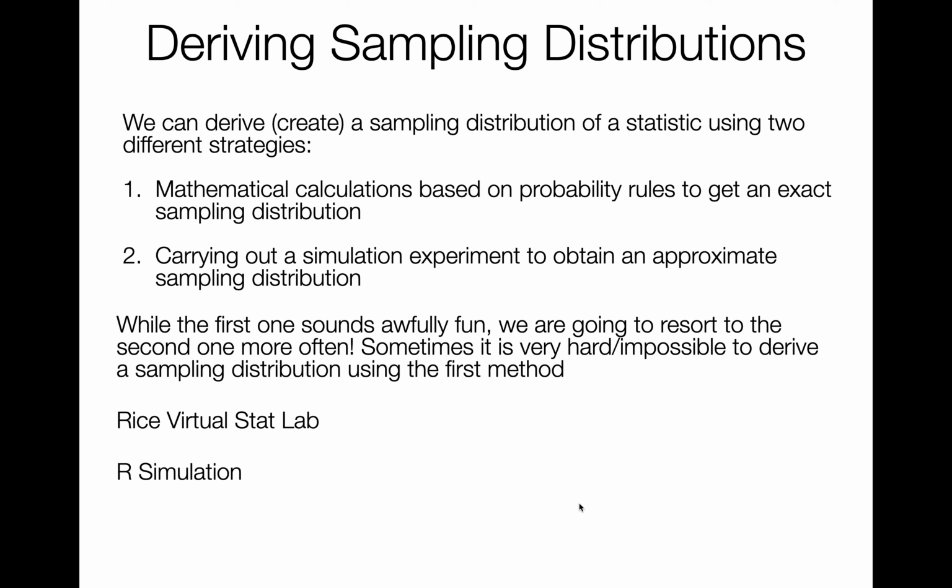Sometimes, maybe even more often than not, that first one is either very hard or impossible to do. So sometimes it might actually be impossible to derive a sampling distribution using probability rules. And that's why we need to turn to the sort of dirtier way of carrying out a simulation experiment, right? And so at this time, what I'm going to do here is show you an interactive example of how sampling distributions are created.